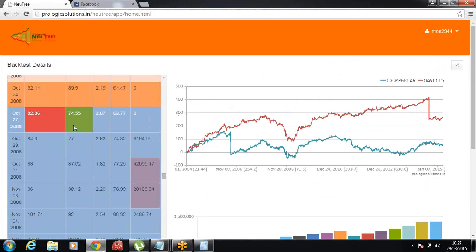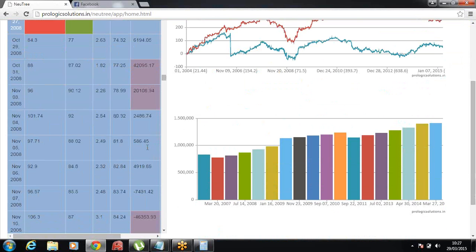So this is another trade. You can see 69% correlation, 2.87, and 70% will be your RSI.